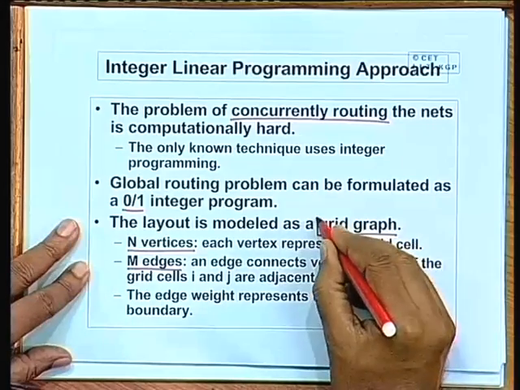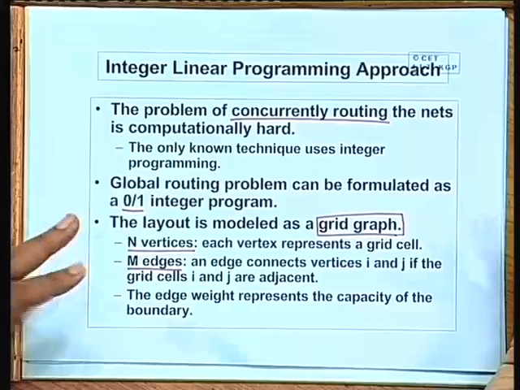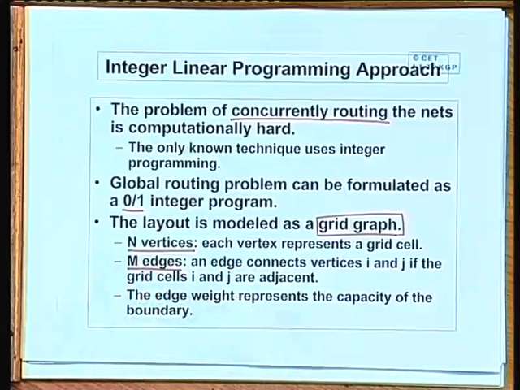So this may be a grid graph, or this can also be a checkerboard model, a coarse grid. It may not be a fine grid, this can also be a coarse grid. So the graph has n vertices and m edges.